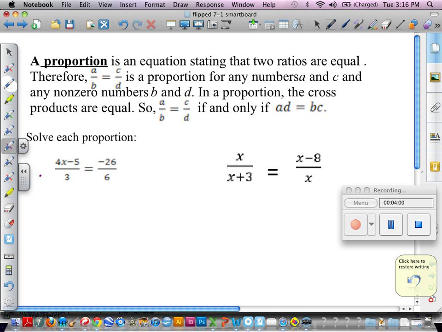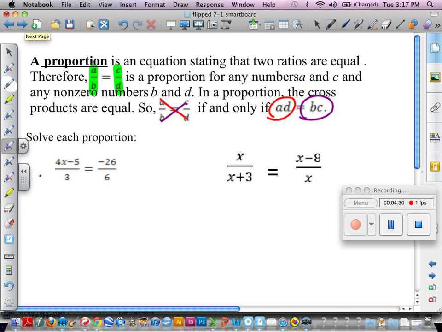All right, let's move on to the next page. A proportion is an equation that states two ratios to be equal. So here's a proportion. I've got a ratio A over B, and it equals C over D. If you look at the last sentence there, in a proportion, the cross products are equal. So I'm going to cross multiply. A times D equals B times C. So I'm cross multiplying.